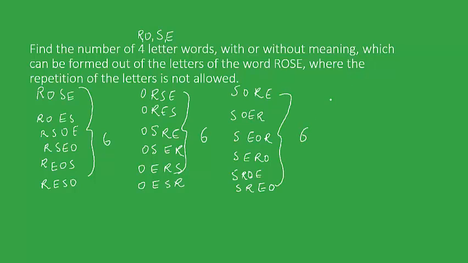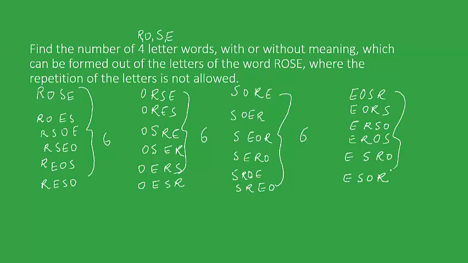and six here. And now if we place E as the first one, we get EOSR, EORS, ERSO, EROS, ESRO, and ESOR. Just work these out. These are simple, but will help you develop the basic sense of the fundamental principle of counting. As you can see, we have 6 plus 6 plus 6 plus 6, that is 24 different combinations.